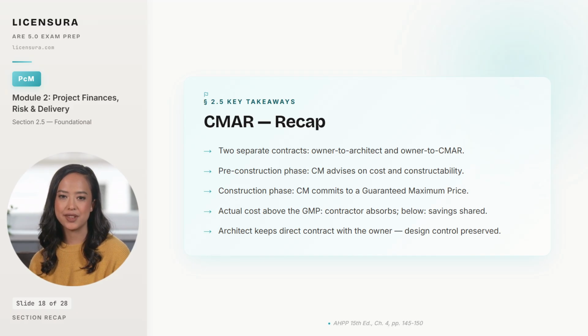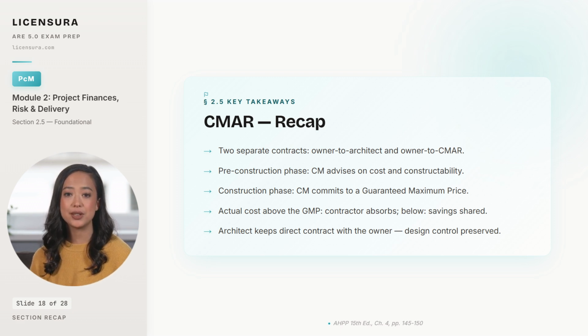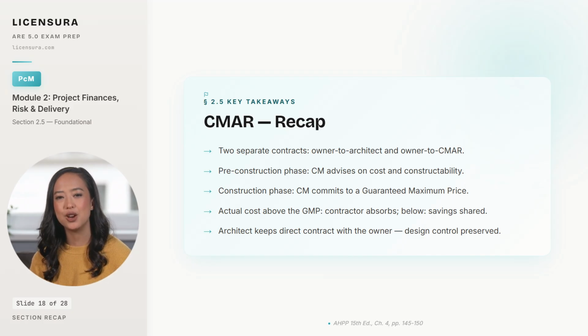Fourth, the GMP sets up three outcomes the exam will test. Under the ceiling and savings are shared, at the ceiling and the contractor earns the fee, over the ceiling and the contractor absorbs the overage. And fifth, the architect keeps a direct contract with the owner throughout, which is the single biggest reason complex owners pick CMAR over design-build.